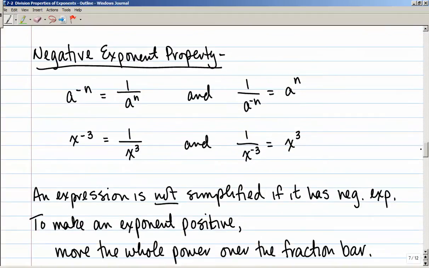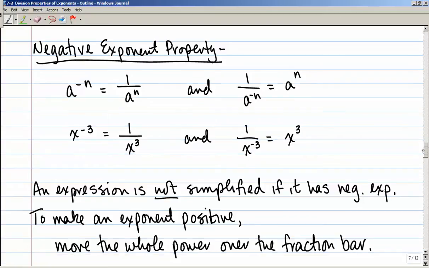Now here's the difficult part of the lesson, dealing with negative exponents. So a base raised to a negative exponent, a to the negative n, is the same thing as 1 over a to the positive n. And 1 over a to the negative n power is the same as a to the n. Here's some examples with numbers. X to the negative 3 is the same as 1 over x cubed. And 1 over x to the negative 3 is x cubed.